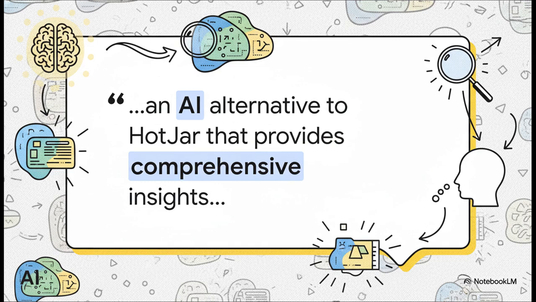And here's another one, this time from Michael King, the founder of iPullRank. He puts it perfectly. It's an AI alternative to Hotjar, which I'm sure a lot of you know. The key difference he points out is that layer of AI that gives you truly comprehensive insights, going way beyond what a simple heat map can tell you.